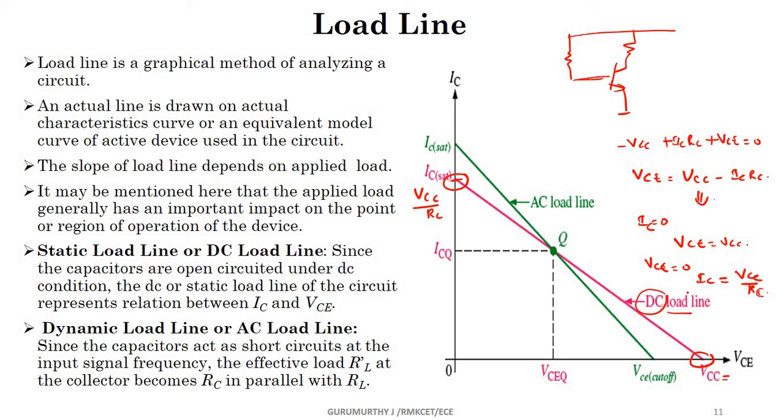And the dynamic load line or AC load line: since capacitors are considered short circuited in AC analysis, the effective resistance is whatever is connected at the output. So for AC analysis, you will have RC and RL. R dash L is equal to RC parallel RL. Why? Because we are considering AC analysis.